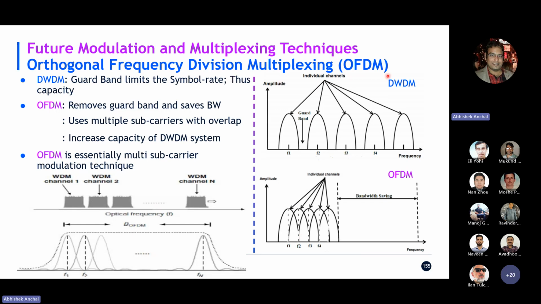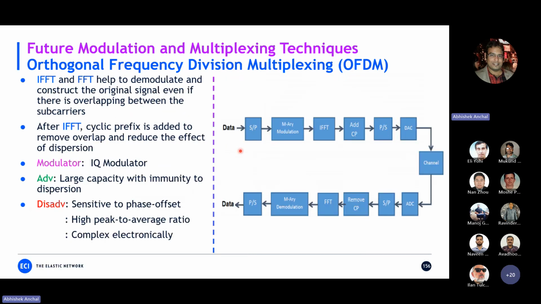OFDM does the same thing. It overlaps the different channels in orthogonal frequency domain. It looks like in the frequency domain they are overlapping, but it's like cosine and sine functions of different channels, so they never actually overlap. You recover them with something called FFT and IFFT filters, so you can recover the overlapping symbols without causing much bit error. That's the benefit of OFDM: you can increase the capacity by a huge amount.